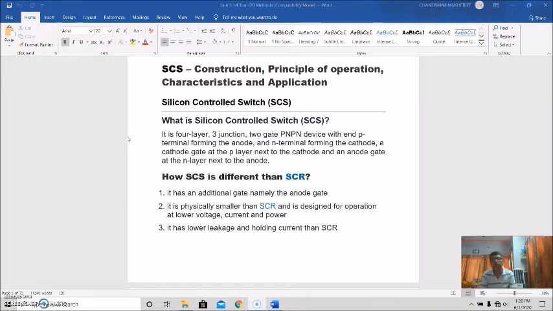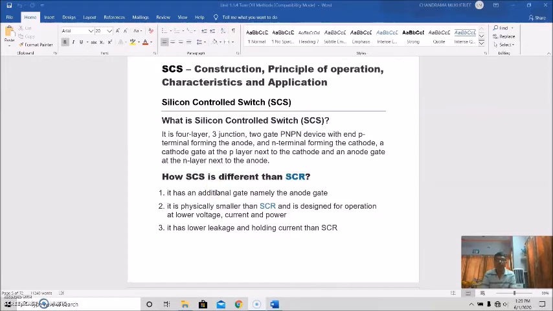So once again I am telling you, silicon control switch is a four-layer, three-junction, two-gate PNPN device with P terminal forming the anode and N terminal forming the cathode. A cathode gate at the P layer next to the cathode and an anode gate at the N layer next to the anode. So we'll come to its symbol, etc. Then it will be clear once again.